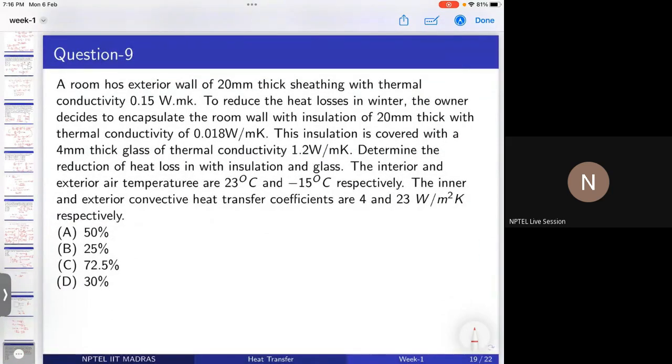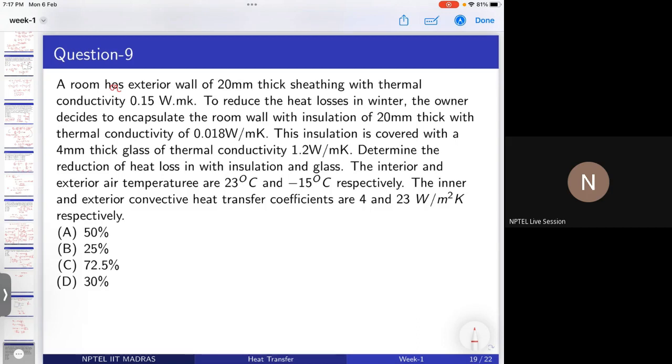Let's move on to the next question. We have a room which has an exterior wall of 20 mm thick sheathing with thermal conductivity 0.15. To reduce the heat losses in the winter, the owner decides to encapsulate the room wall with an insulation of 20 mm thickness with a thermal conductivity of 0.018 watt per meter Kelvin. This insulation is covered with a 4 mm thick glass of thermal conductivity 1.2 watt per meter Kelvin. Determine the reduction in the heat loss with insulation and glass.